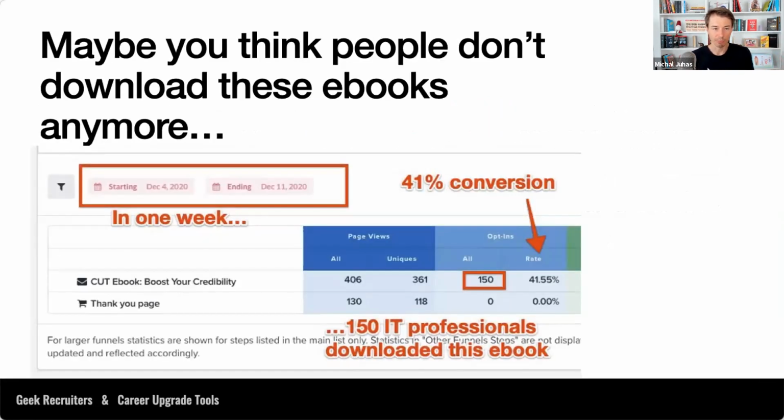And maybe you think people don't download these ebooks anymore, but as you can see on one of the screenshots from our system, just in 1 week, people downloaded 150 ebooks. What is actually more important on this screenshot is the number 41.55%. So 42% conversion, if we round it up, means that 42% of people who visited the website opted in for the free ebook, which is a decent conversion, right? So every second person wants the free ebook.